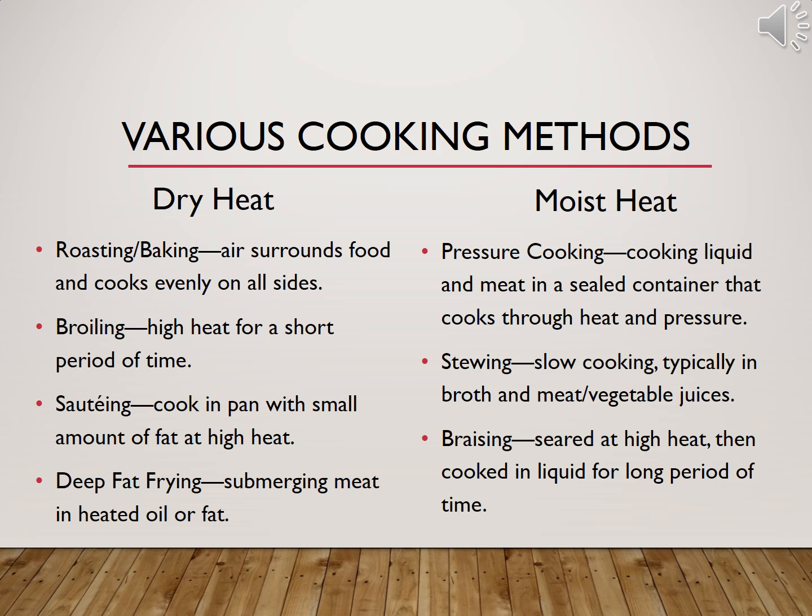For moist heat, pressure cooking is a very unique form of heating a food. We do two things with pressure cooking. We cook the food and liquid, and then we also apply a great deal of pressure. So we're using pressure and heat to cook the food. This allows tougher cuts of meat to be cooked at a very quick rate, because this breaks down the collagen in these tougher cuts very quickly.